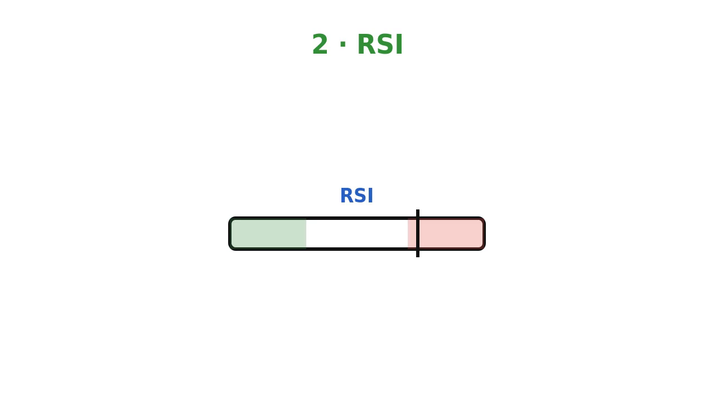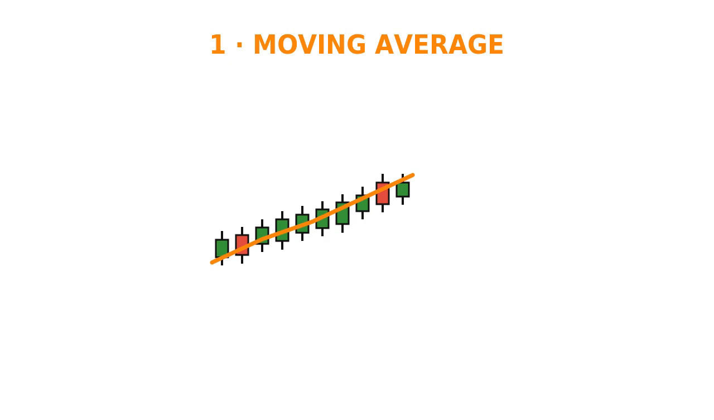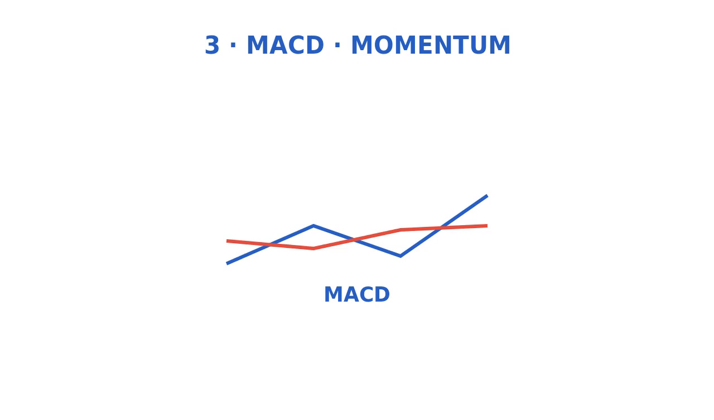Indicator 3, the momentum machine, the MACD. The name is a mouthful, moving average convergence divergence, but the idea is simple. It tracks whether a trend's momentum is speeding up or fading. It is drawn as 2 lines, and when they cross, traders read it as a possible shift in momentum, the trend gaining or losing steam. It was created by an analyst named Gerald Appel in the 1970s, and it remains one of the most popular momentum tools in the world.